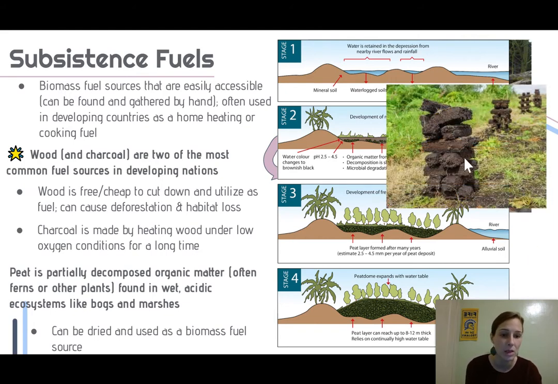So this is what peat looks like when it's been kind of harvested, cut up, dried. Fun fact, this can also be used in gardens. But we're talking about fuel here. So it is also able to be burned and used as a fuel source, as a type of subsistence fuel.